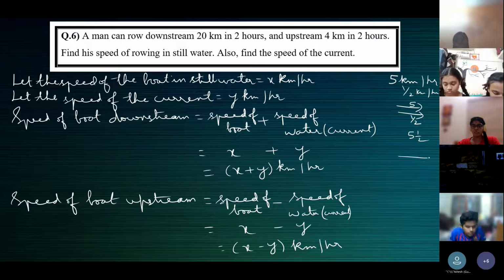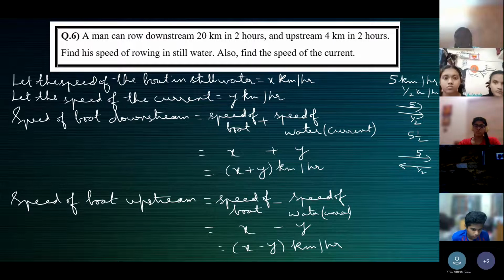But supposing you are running at 5 kilometers per hour in the opposite direction, the wind is blowing in this direction at a speed of half a kilometer per hour. You are running like this, the wind is blowing in the opposite direction. So your net speed will only be 4.5 kilometers per hour because you're opposing the speed of the wind. So your net speed will reduce.